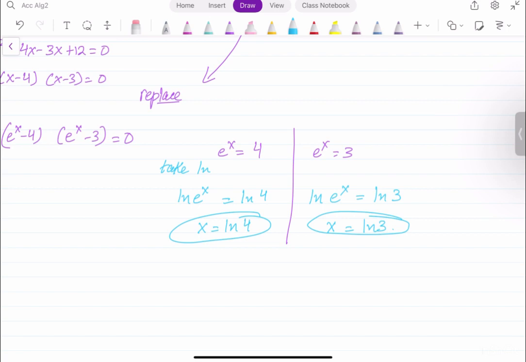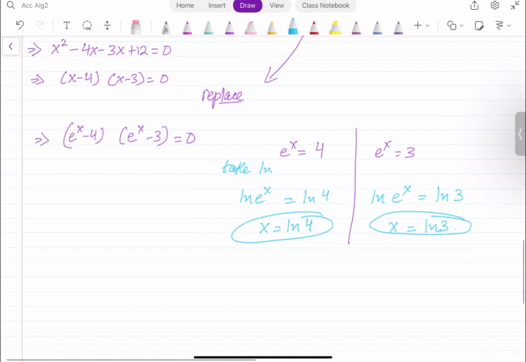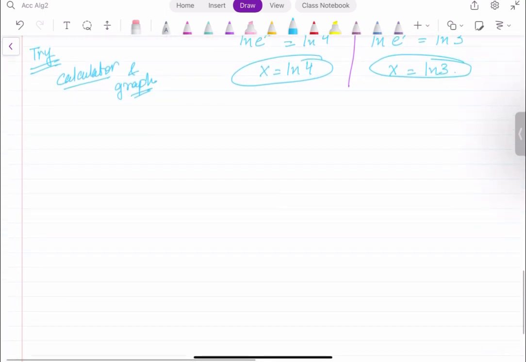Right? So there are different ways to solve the equations involving the exponential and log. So every question is different. So you need to apply different techniques. So put it in the calculator and you will get the value of x. You can try to graph it and see how the graph looks like.